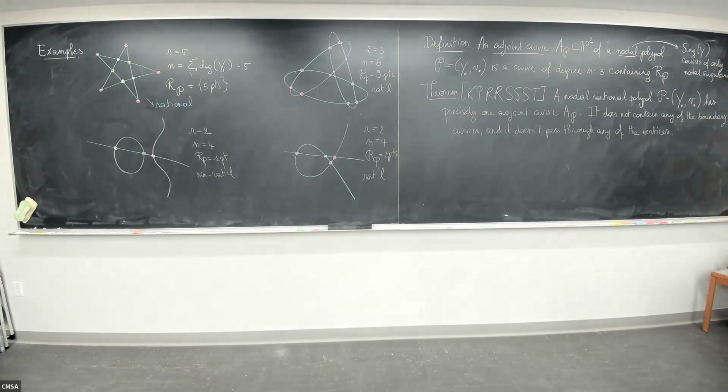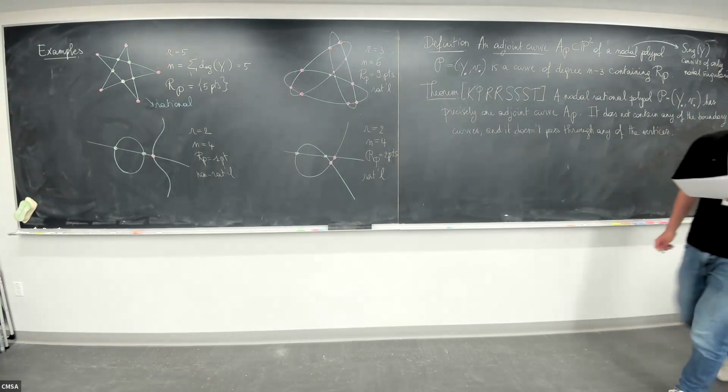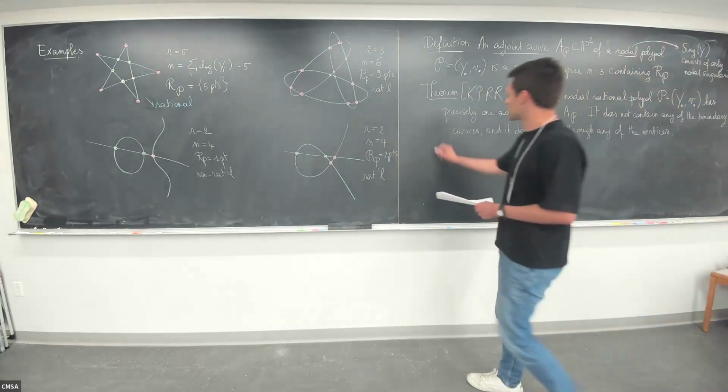This is good news, right? Because if there's only one choice for the numerator, up to scaling, then there's only one candidate for the canonical form of our polypol.